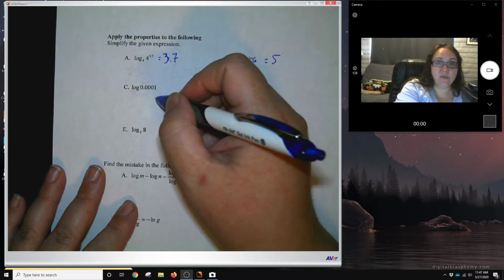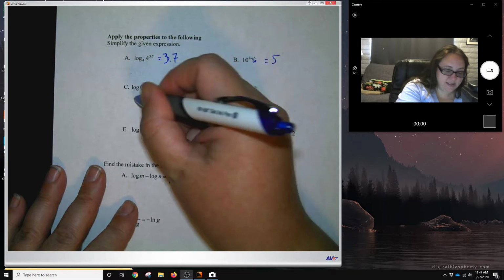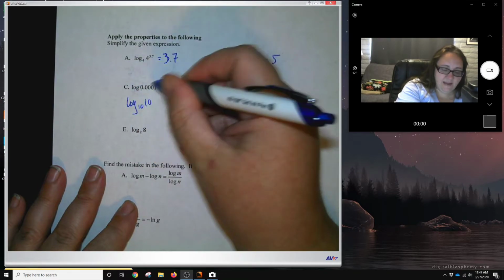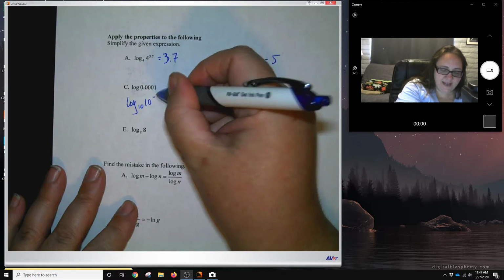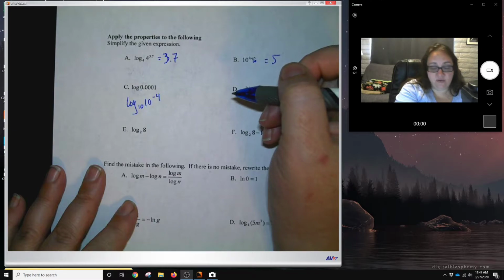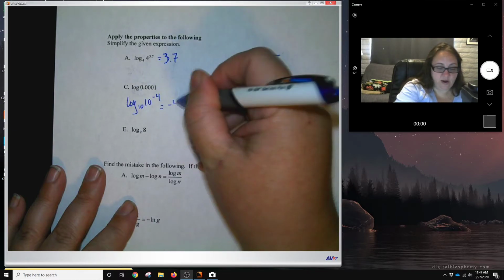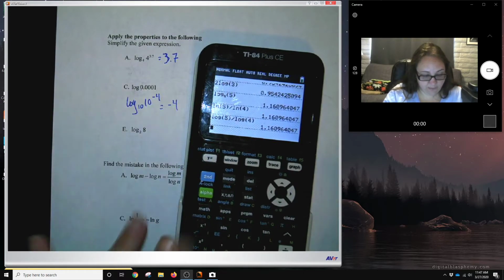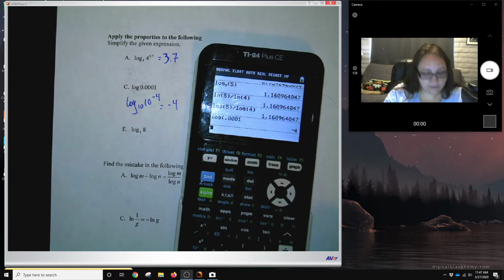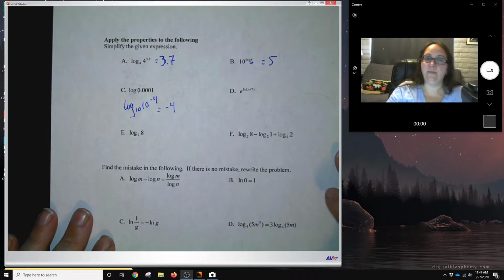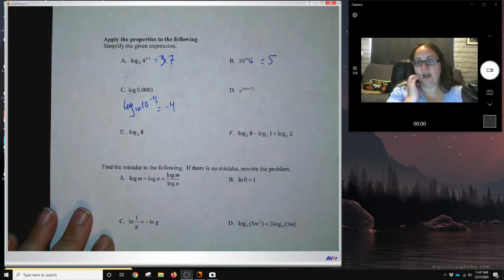I'm going to rewrite this one to make it a little bit easier for us to see. So this is log, when there is no base, the base is 10. And then 0.0001 is 10 to the negative 4. Log base 10 of 10 to the negative 4 is negative 4. And the thing that I like the most about this one is that it's easily verifiable. The log of 0.0001 is negative 4. We could have verified both A and B, but not as easily as that one.